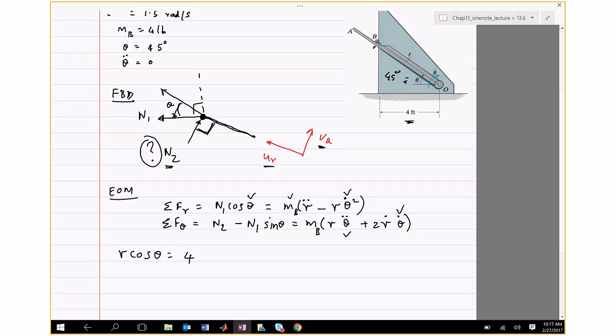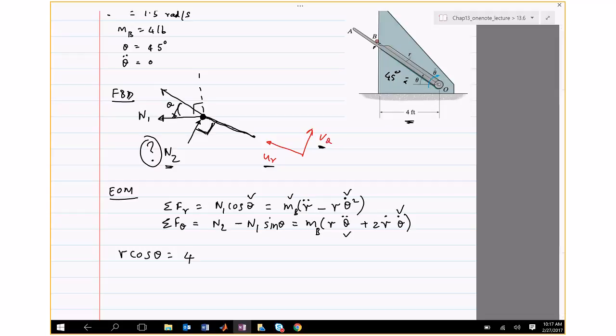As this arm OA moves up and down, r is always going to be the distance from O to the end of the vertical thing, this point here. So r cosine theta will always be equal to 4.